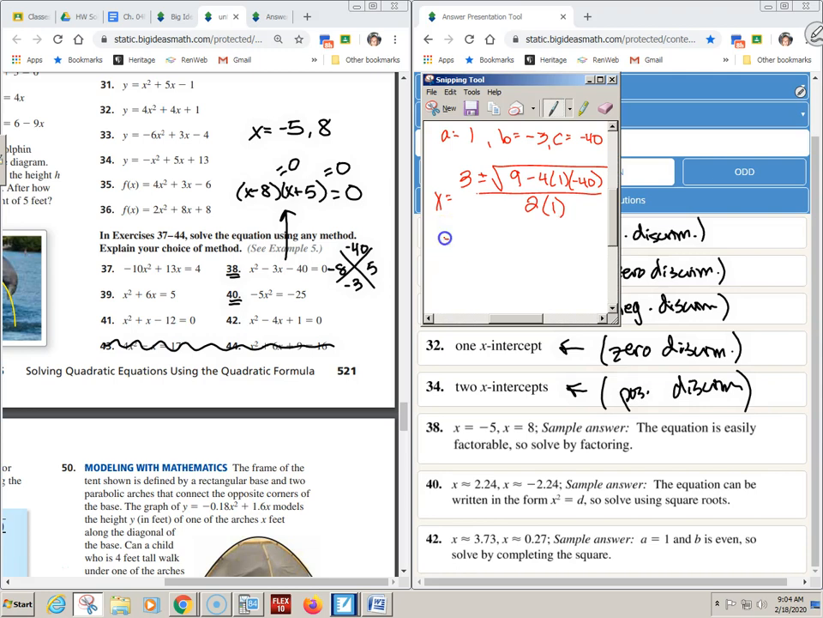Now, you might have had to do some careful PEMDAS. You end up with 169. Does anyone remember the square root of 169? It's a special one. 13. 3 plus 13 over 2, and 3 minus 13 over 2. That's 16 over 2, which is 8. And that's negative 10 over 2, which is negative 5. You get the exact same answers without having to do the x.